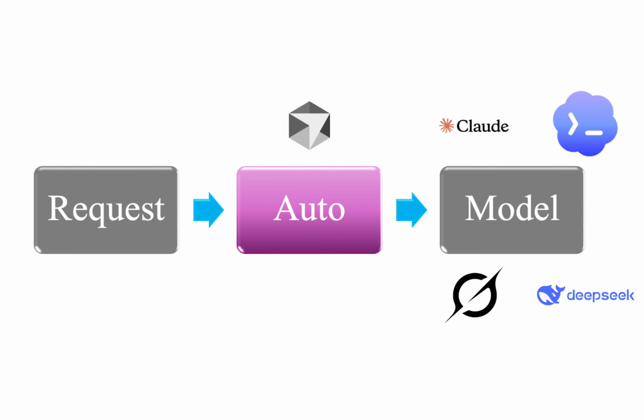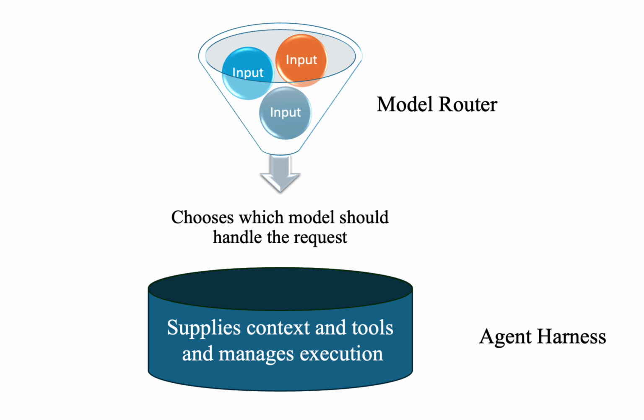First, we need to separate two parts of the system. The agent harness manages the overall workflow: gathering code, maintaining context, giving the model tools, applying edits, and returning the result. The model router has a narrower job, deciding which model should handle the current request. So the router chooses the reasoning engine, while the harness gives that engine access to your development environment.